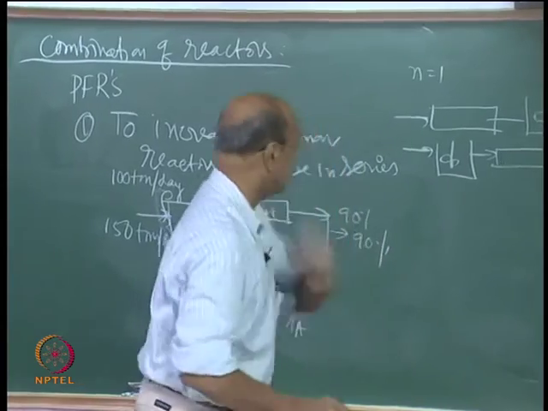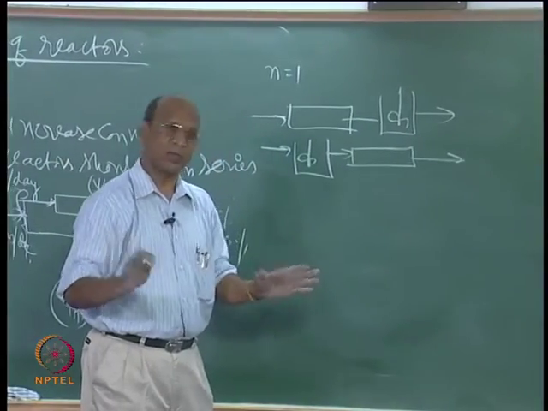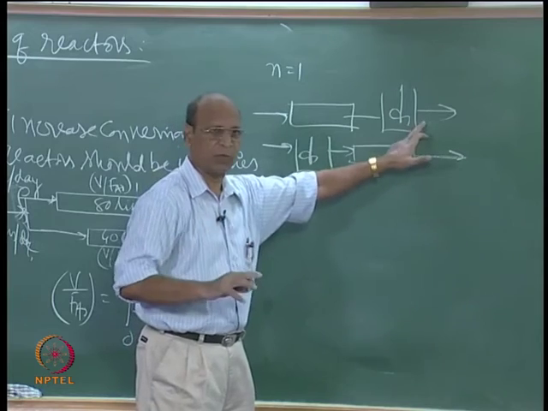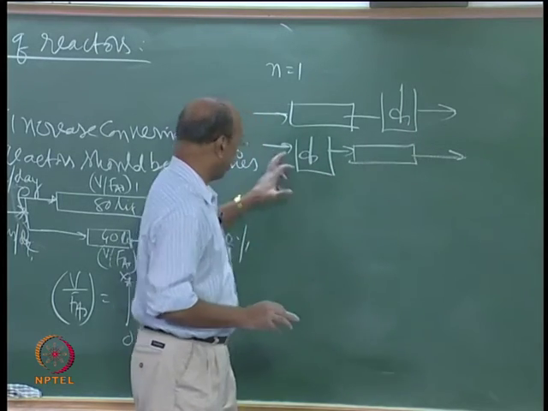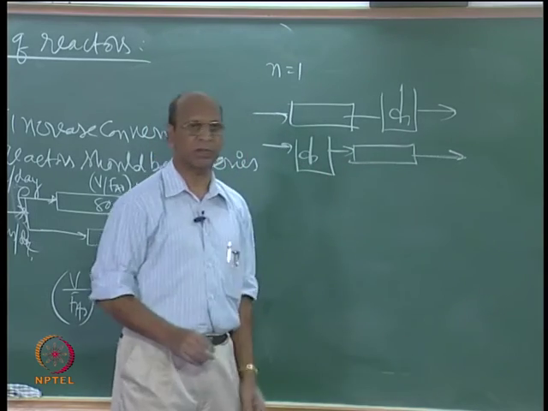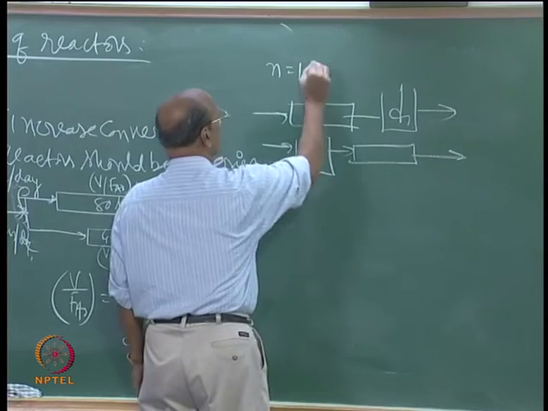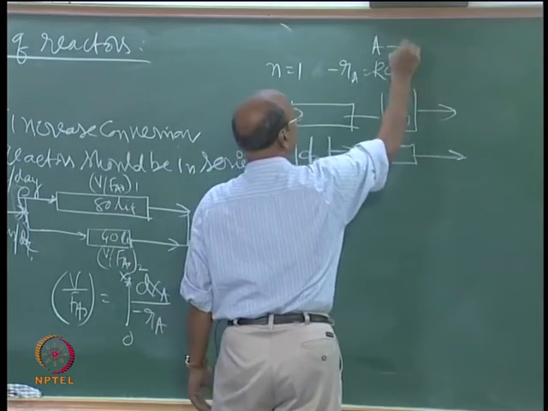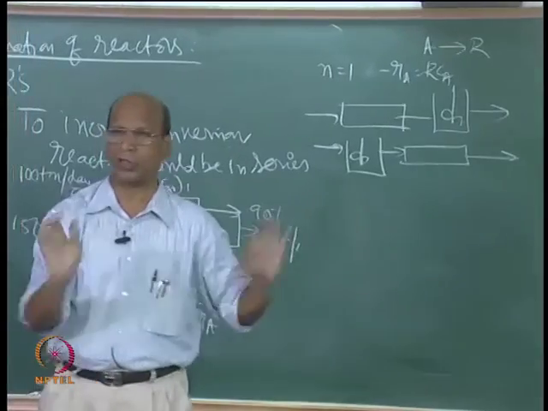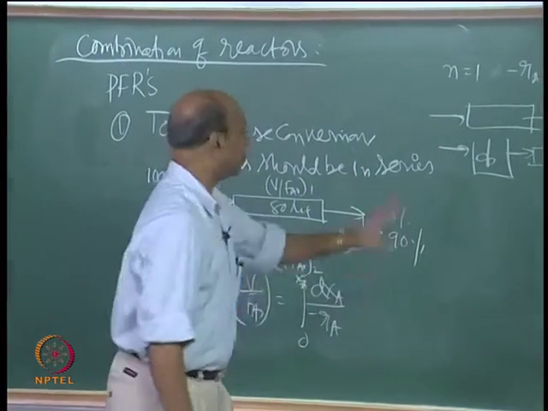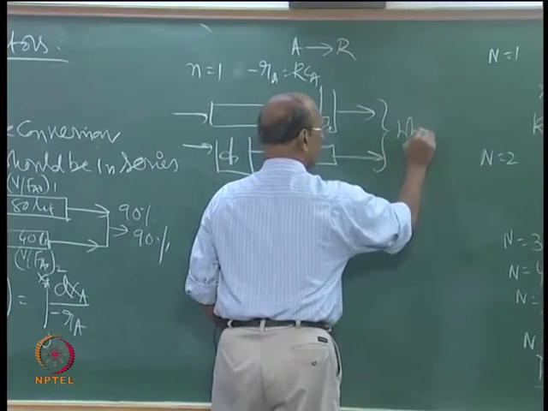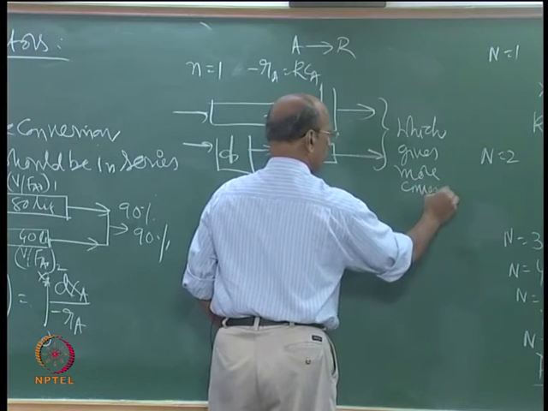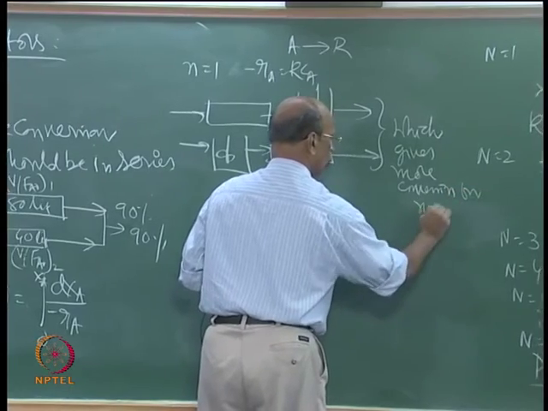So, this one please derive. That means, take n equal to 1, constant density system, and first it is going through an ideal PFR, then an ideal MFR, and in the reverse direction it is first going through the CSTR, the MFR, and then the PFR. So, n equal to 1, constant density system, minus r equal to k C A. I will simply say that A going to R, constant density system, or even gas phase also the same, because there is no volume change. Please find out which setup gives more conversion for n equal to 1.